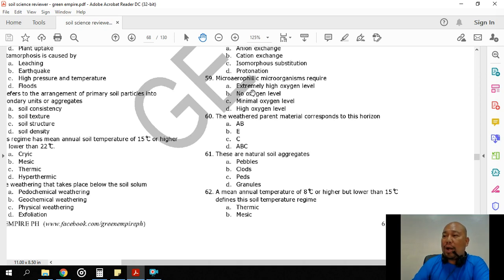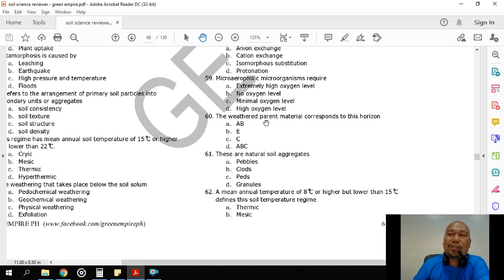Microaerophilic microorganisms require extremely high oxygen level, no oxygen level, minimal oxygen level, or high oxygen level. Okay, right now I'm not exactly sure what the answer is, but I'm trying to break down the word based on the meaning of each part. Micro is small, aero is air. Philic is loving. The opposite of philic is phobic. So, it is a small, air-loving microorganism. Okay? So, I think the correct answer based on the options is minimal oxygen level. Not no oxygen, because that would be called anaerobic or aerophobic. Does that make sense?